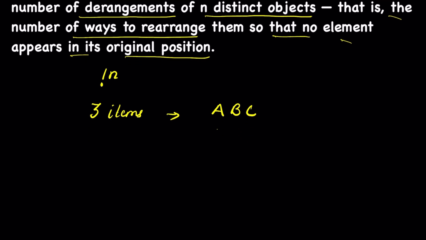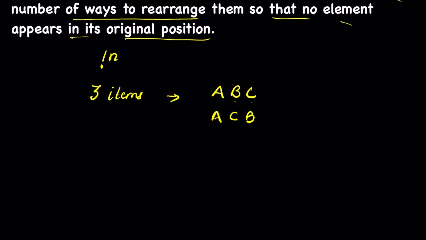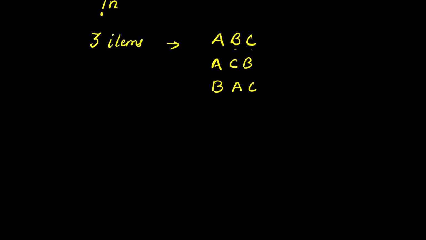So first we will fix A and change the positions of B and C. So it will be A, C, B. Then fix the position of B and write A, C. Again fix the position of B, shuffle C and A. So it is B, C, A.